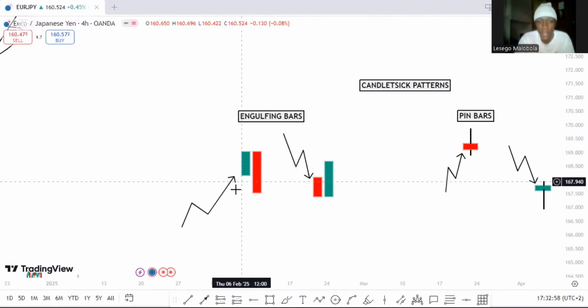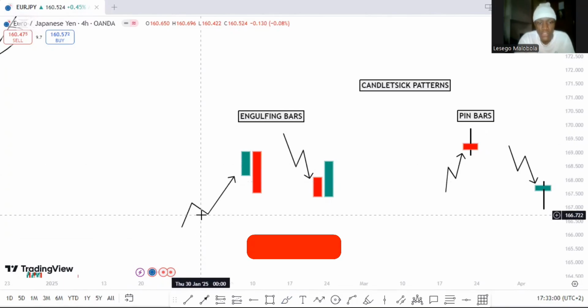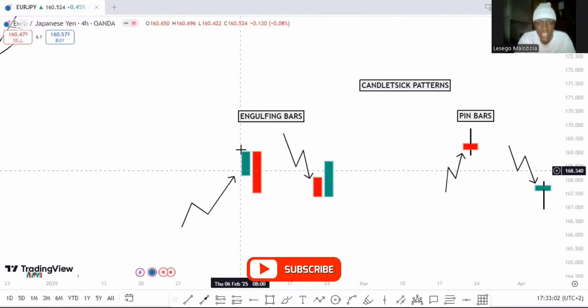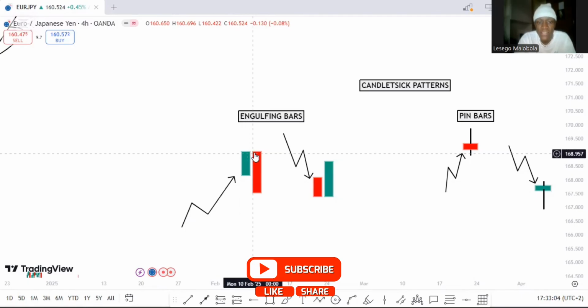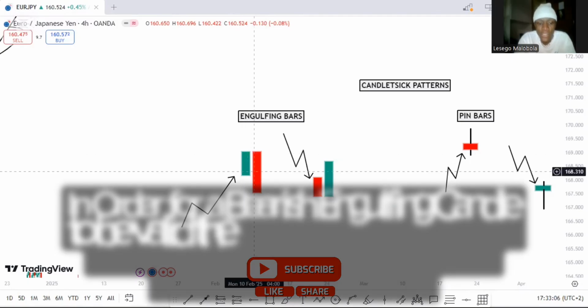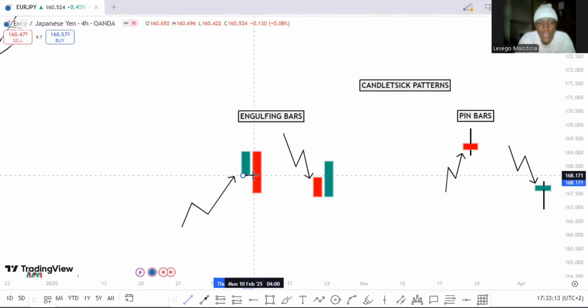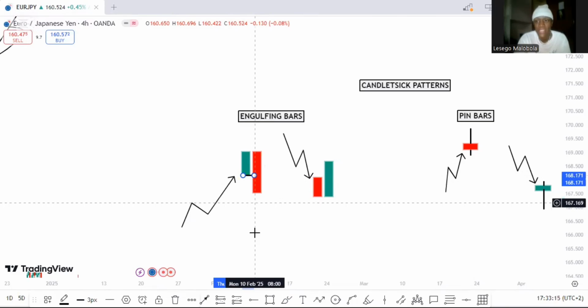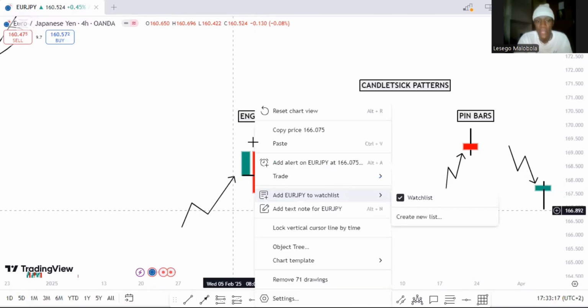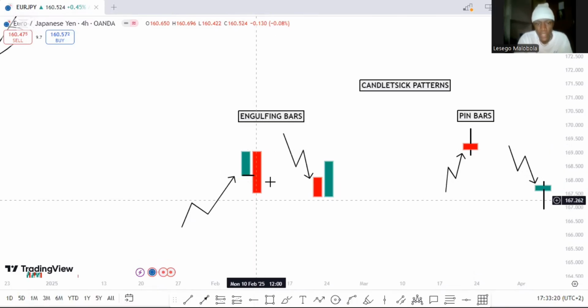You understand me? So as you can see here, price was trending up, price was moving towards the upside, gave us this bullish candlestick, and then we have this bearish candlestick. This bearish candlestick closed below the open of the previous bullish candlestick, meaning that it engulfed the previous bullish candlestick and closed below it. You understand me? So this is how we can identify that this is a bearish engulfing candlestick.